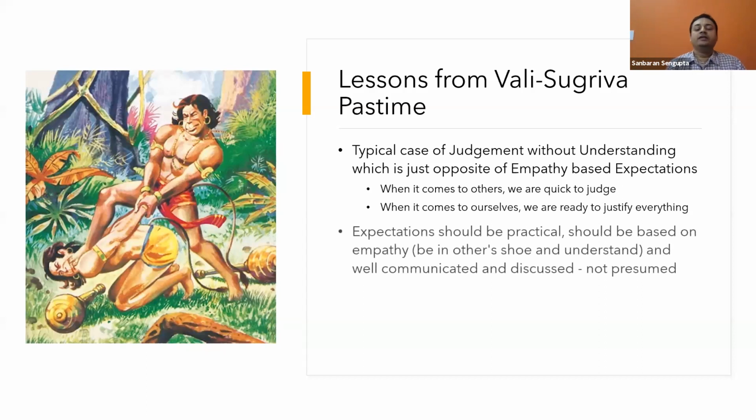So as I was telling, expectations would be there in any relationship. But it is important that the expectation should be practical, should be based on empathy, as many of you rightly said, being in others' shoes and understanding, and should be well communicated and discussed, not presumed. In many relationships, this is the biggest problem. If you see in India, we can have many scenarios.